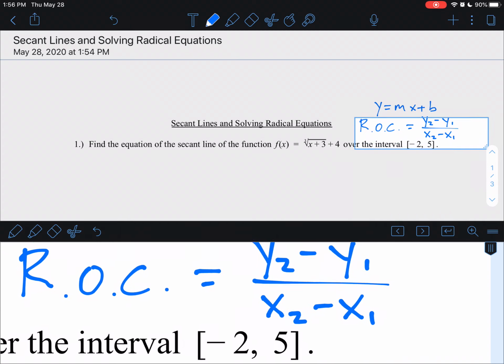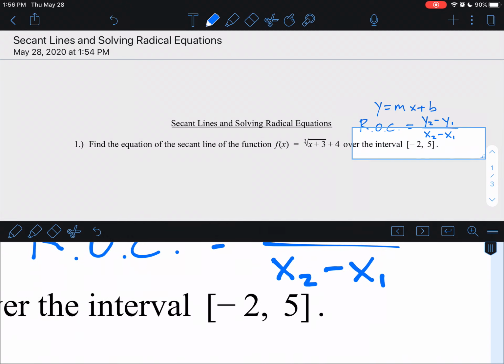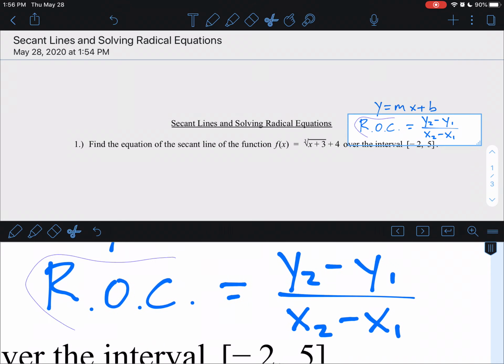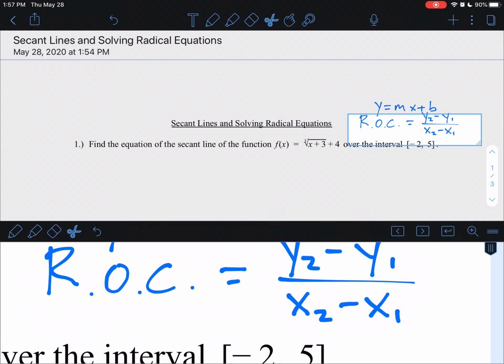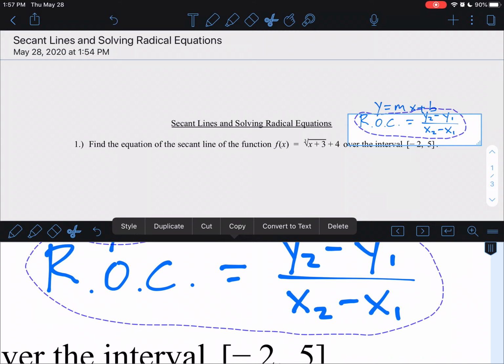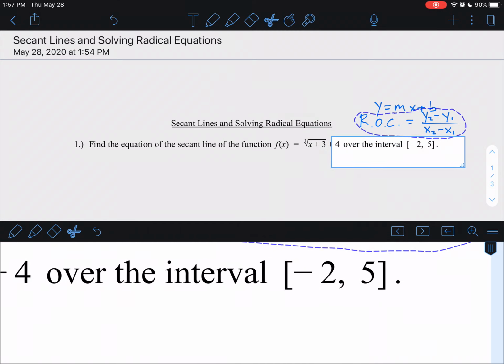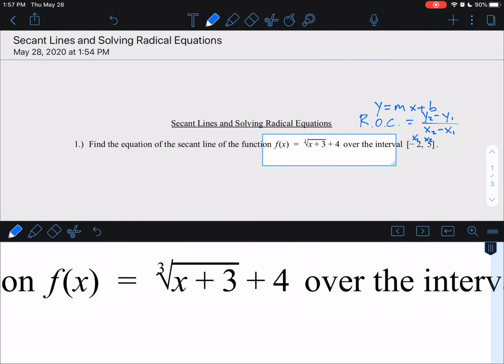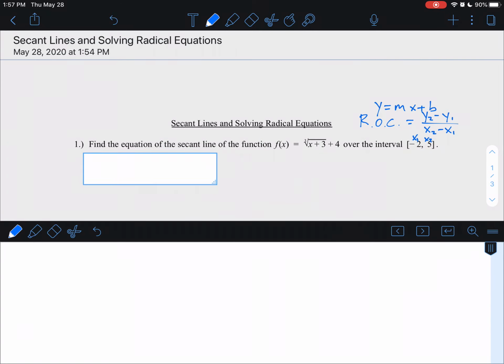And these numbers here, this -2 and this 5, the -2 and the 5 are going to be our x1 and our x2. Those are both x values. And I need to plug them into this equation to find the corresponding y values. So I will do -2 first.